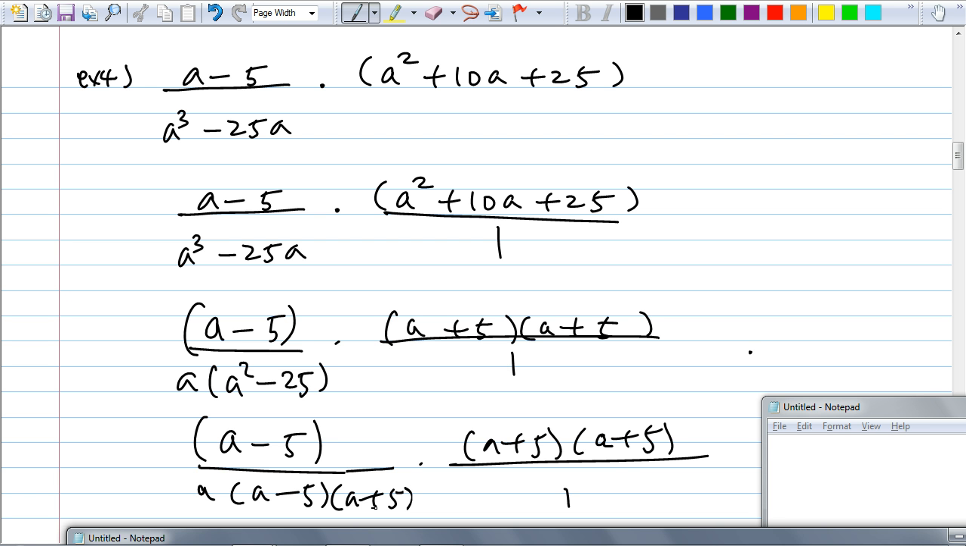I took the a plus 5 and the a plus 5 and put it over where the a minus 5 is, and then I separated it to a minus 5 over a minus 5 and a plus 5 over a plus 5 and a plus 5 over a. Exactly, that's what I would have done.